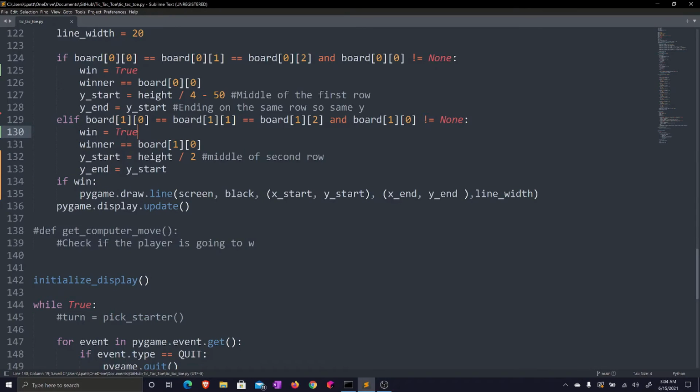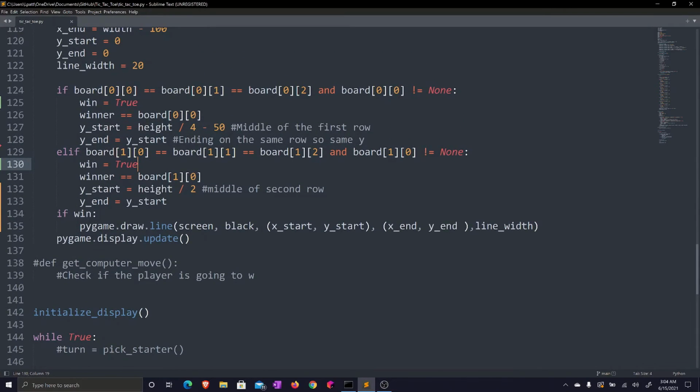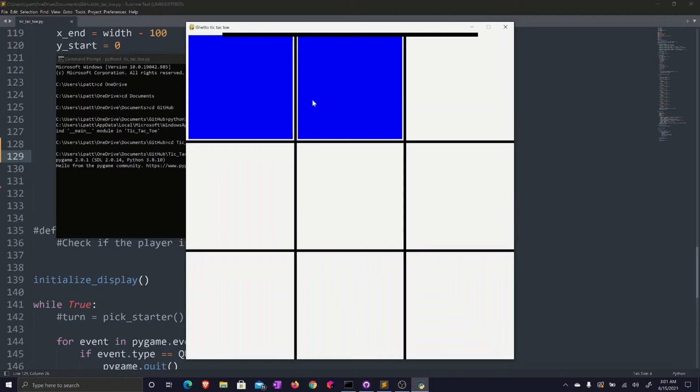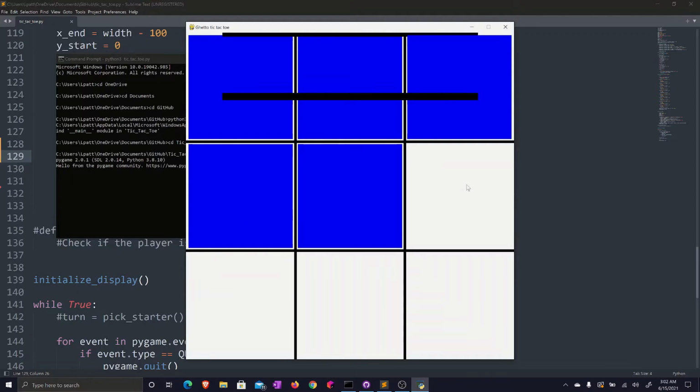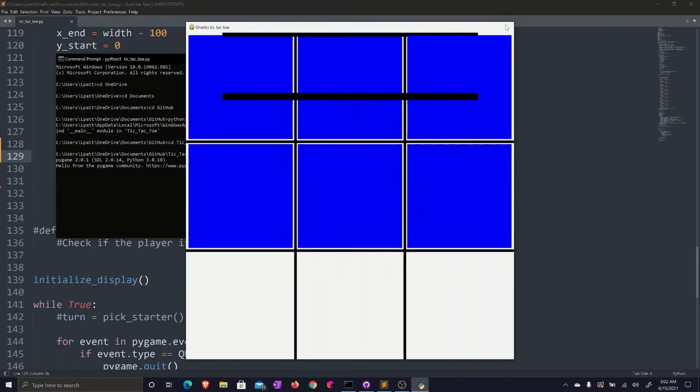The real pain in the ass was figuring out why the black lines that appear when you win were popping up randomly in the middle of the game. And I'll give you a hint. It involved a mediocre programmer.